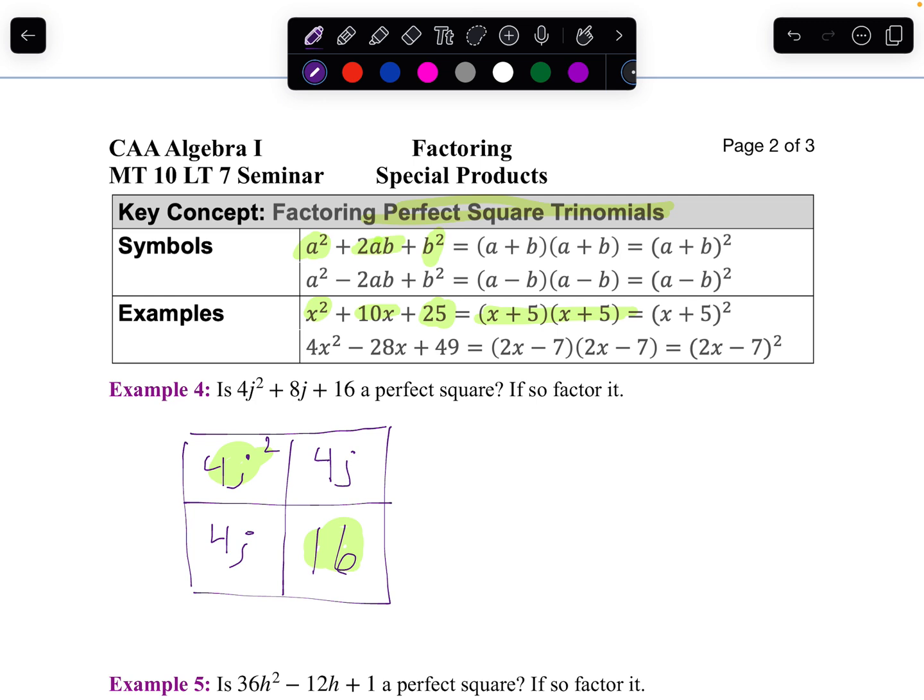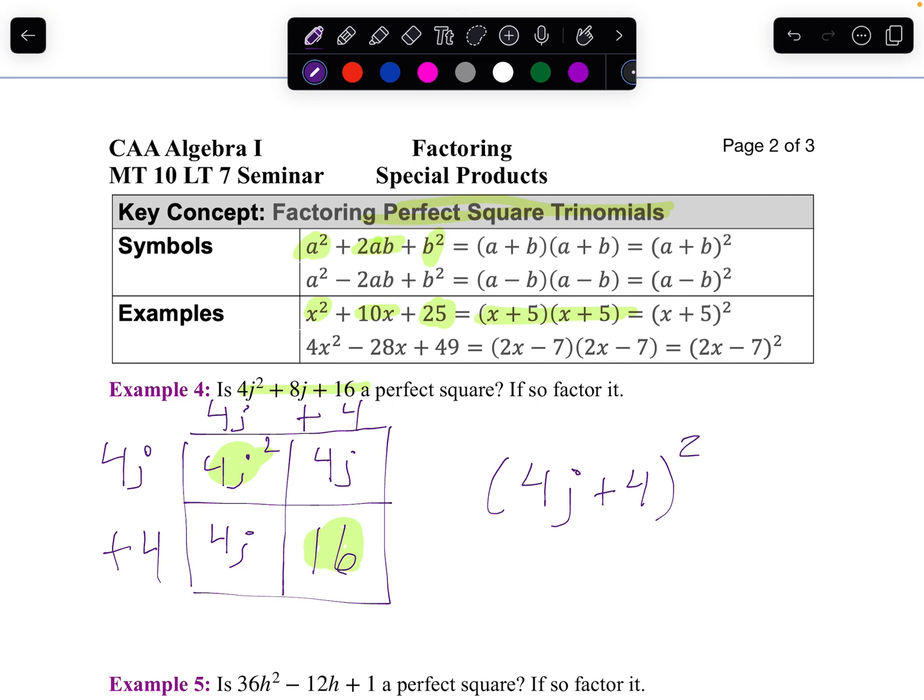Now I know these add to 4j squared plus 8j plus 16. I can see that. Well, let's factor it. Let's see if it turns out. What goes into 4j squared and 4j? Well, that's 4j. What goes into 4j and 16? That's positive 4. What goes into 4j squared and 4j? Oh, 4j, isn't it? And then positive 4. They're the same, aren't they? So this does factor to 4j plus 4 times 4j plus 4, which I'm going to say squared.